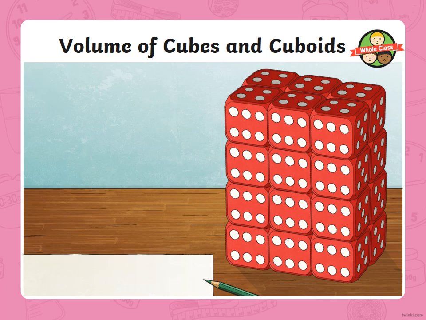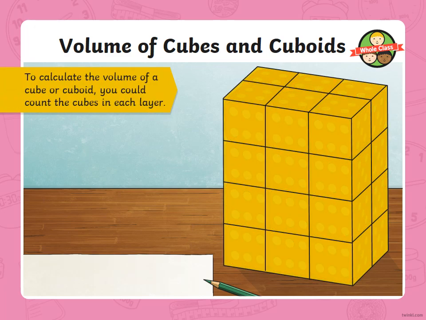So we're going to be looking at volumes of cubes and cuboids. To calculate the volume of a cube or cuboid, you could count the cubes in each layer. So you could easily just sit and count them all. 6 cubes at the top, add them together, 6 plus another 6 plus another 6 plus another 6. You could do it like that.